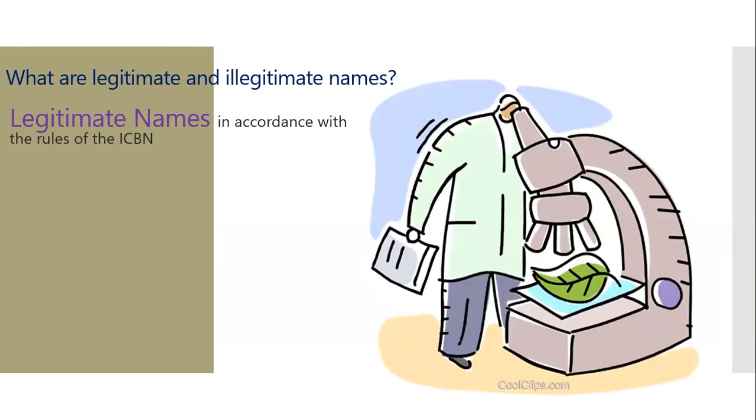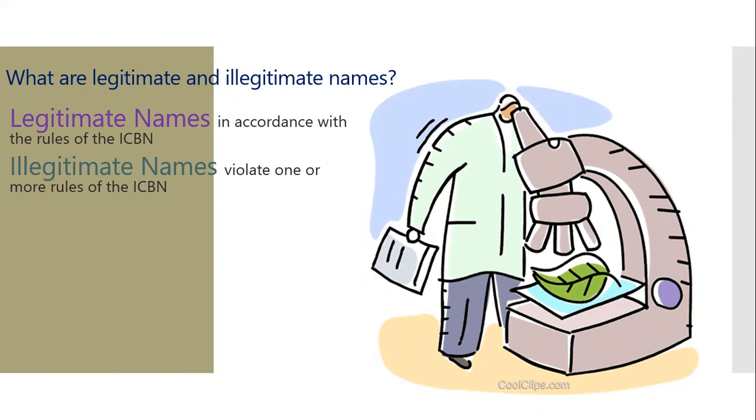So what are those legitimate names? Those are in accordance with the rules of the International Code of Botanical Nomenclature. Any name that violates one or more rules of the ICBN is known as an illegitimate name. And a valid name is one that is validly published. So later on we will discuss it.